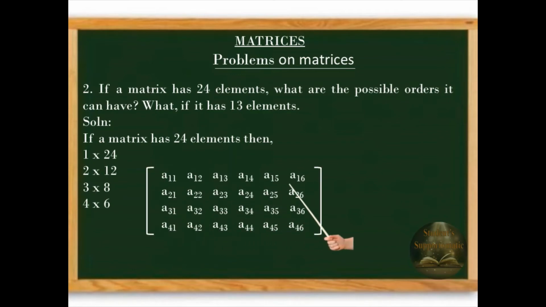Here it is 4 by 6. It means 4 rows and 6 columns. The possibility of arranging 24 elements in 4 rows and 6 columns. That is A11 to A16, A21 to A26, A31 to A36, A41 to A46. That is 6 elements in each row. Now we will see the next possibility.